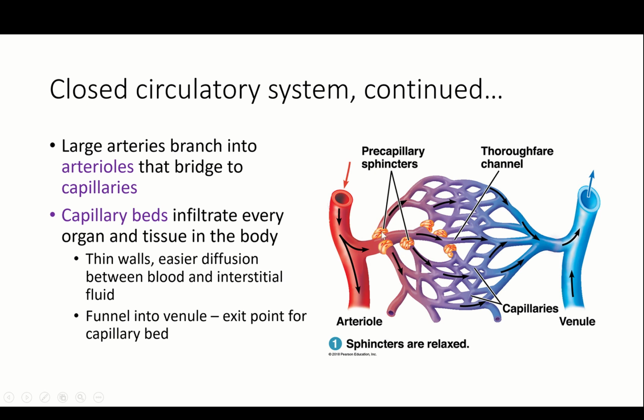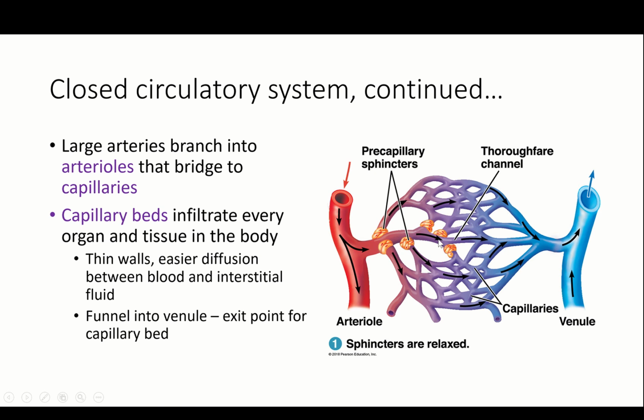And one of the major responsibilities here is to prevent backflow. So we want blood to flow through this, but not necessarily backward. And so we have these sphincters that help to control that movement. But capillaries themselves, or capillary beds, have very, very thin walls, not like what you see in an arteriole or a venule, which we'll talk about next. So this means that there's going to be easier diffusion between the bloodstream and the interstitial fluid.